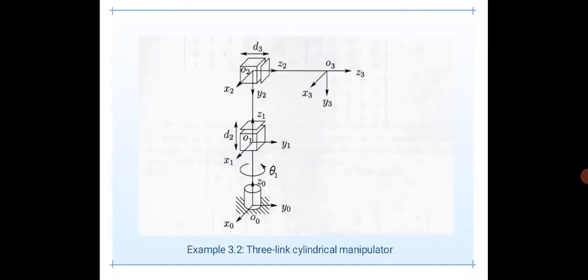And this is a three link cylindrical manipulator. Again you can see the base frame denoted with x0, y0, z0, with the origin at o0. Similarly we have a movement in the second frame, denoted with x1, y1, z1, and the movement is denoted by d2. In the third frame also, the linear movement is given by d3. Here we have a particular rotation angle between the base frame and the first frame, and similarly we have the last frame denoted with x3, y3, and z3.